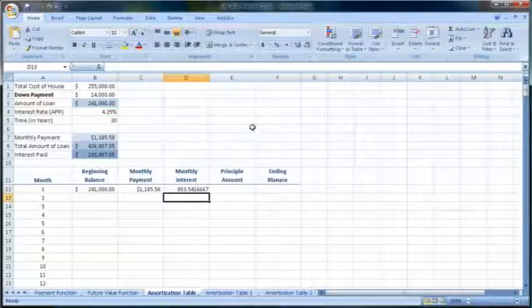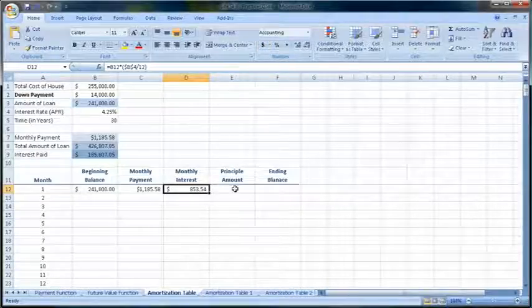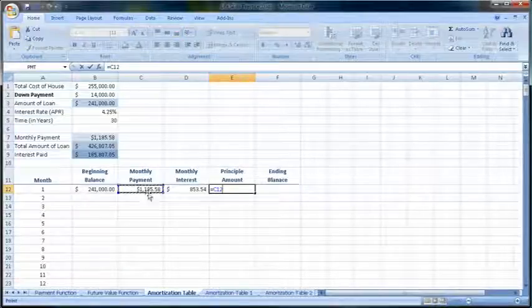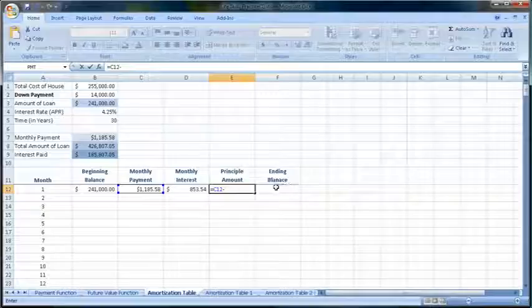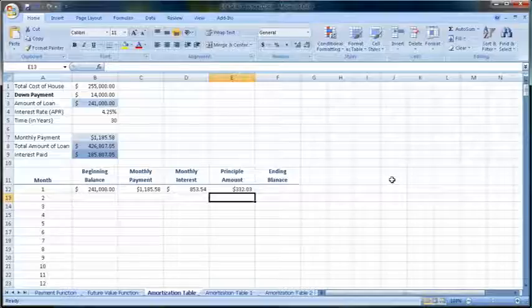So in this case, my interest for that month on the home, and I'm going to format this in dollars, is $853.54. So of my payment, monthly payment minus my interest, of my monthly payment of $1,185, unfortunately, only $322 is going to go to the principal amount and reduce my balance.